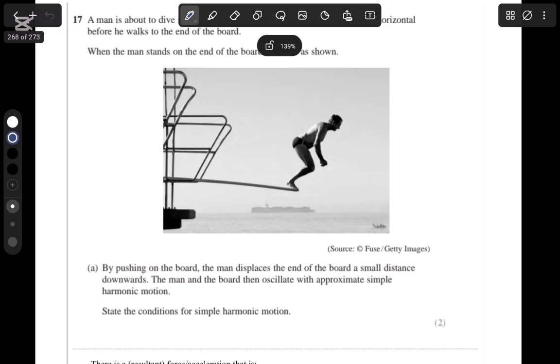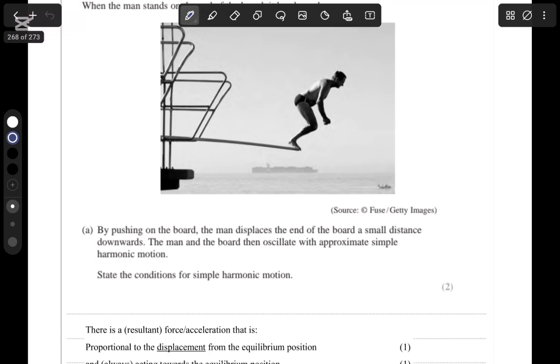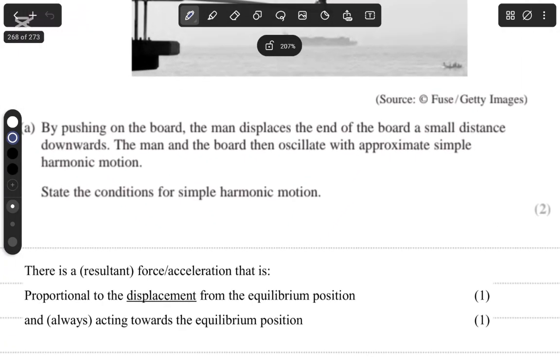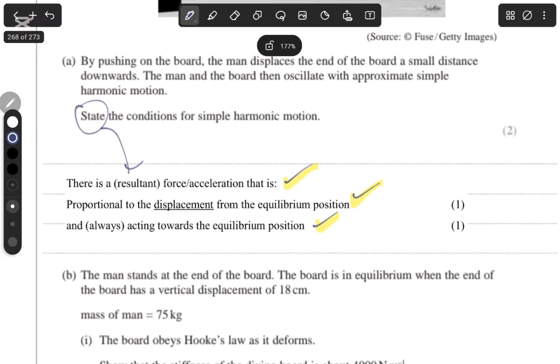Again, pretty straightforward. I have actually said it a lot of times, so I'm now just pasting the mark scheme because you should be familiar with this. It's kind of just a regular thing that the resultant force is directly proportional to the displacement from the equilibrium position, and the resultant force or the acceleration is always acting towards the equilibrium position. So you should be memorizing these points and understanding them. It's just stated, so you just have to write it down. You don't have to explain it.